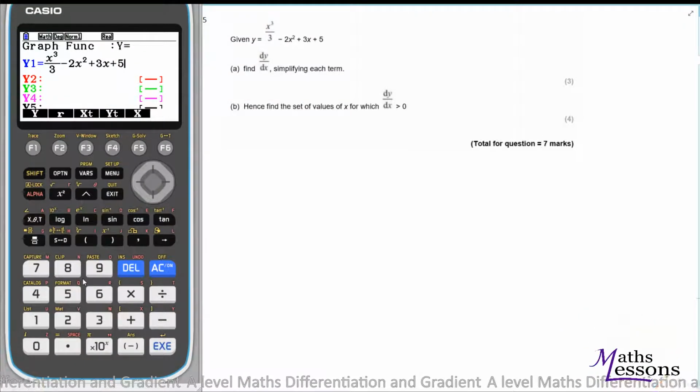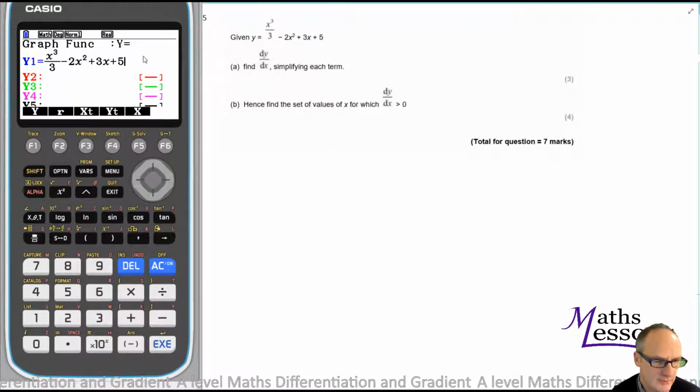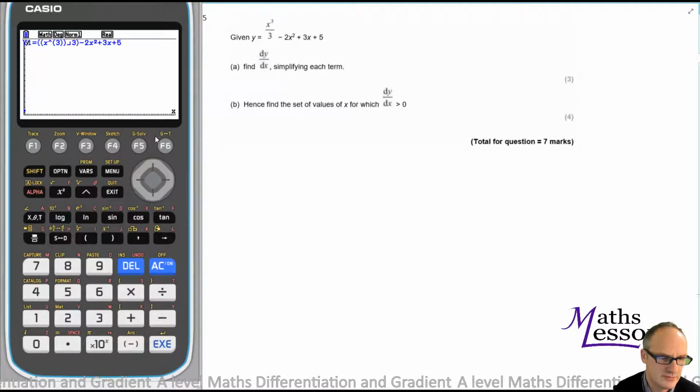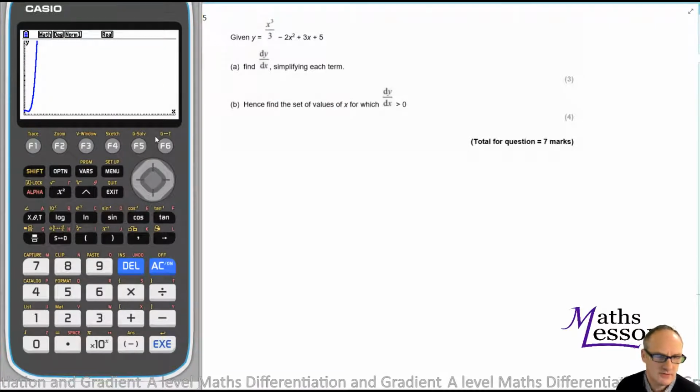Right, so you can see I've already typed in the function here. It might be useful to type it in before we even start the question. So let's do that for this one. Press draw. And we've got our graph here. We can see that we've got a minimum point going on back here. Now, that might not be all the turning points.